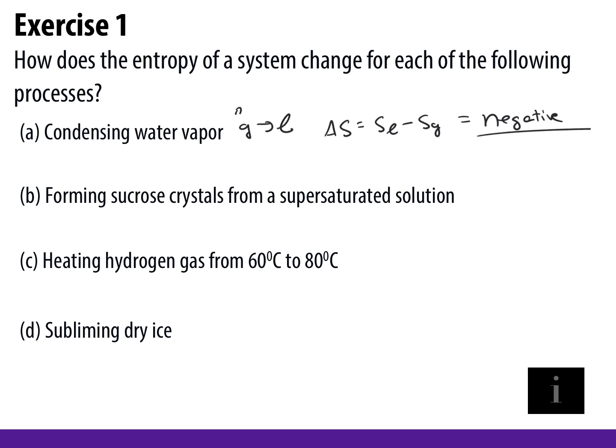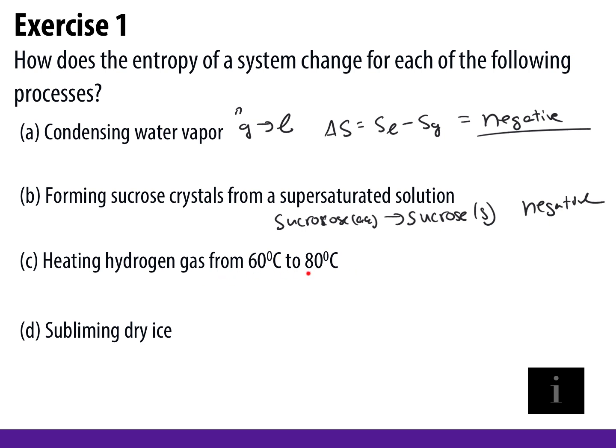Forming sucrose crystals from a supersaturated solution. So this is thinking about the sucrose aqueous going to sucrose solid. Since the aqueous state has more entropy with those more possible arrangements, this is another case where delta S is going to be negative. We're going from disordered to ordered, so that's a decrease in entropy. The more disorder, the more entropy we have.